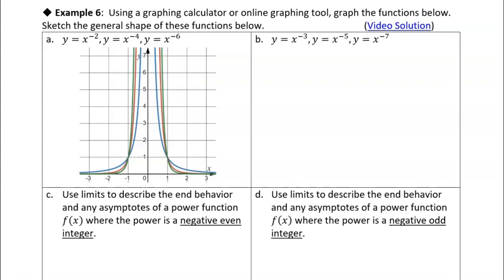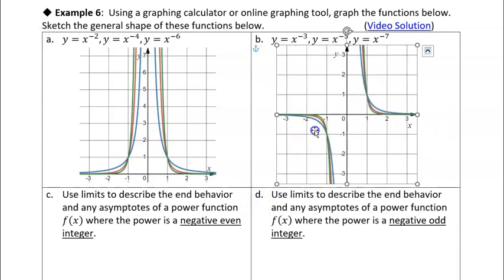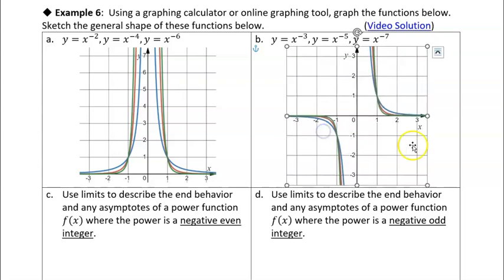All right, now let's look at what happens when we have negative odd integers. So let me paste that one in here. Let me make it a little smaller and adjust it a little bit. Okay, that's good enough. Again, you can see very similar end behavior.